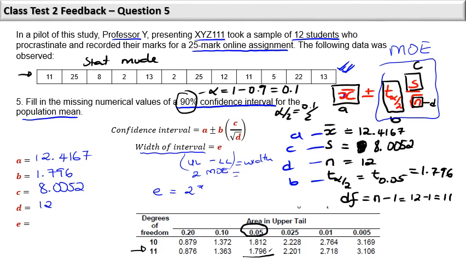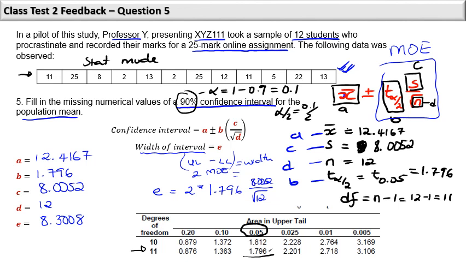So what did we call our T alpha over 2? We called our T alpha over 2 as 1.796 times s. And what is our s? It is 8.0052 all over the root of 12. So we have this and we multiply it together, and the correct answer that you will get will be 8.3008. Now we have all our answers.